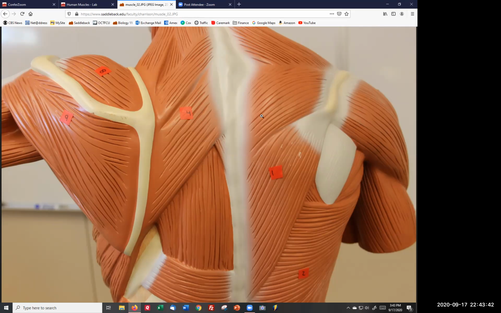So for the rhomboideus, for knowing the origin, do you want us to know the specific vertebrae it's connected to, or is just the spine good enough?